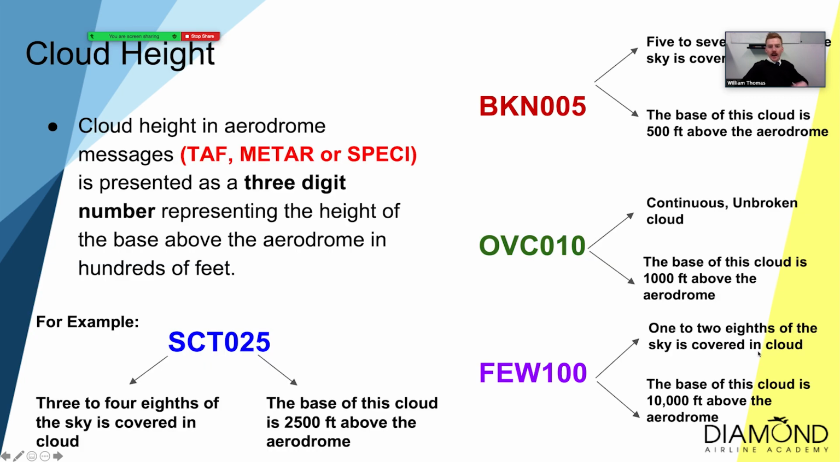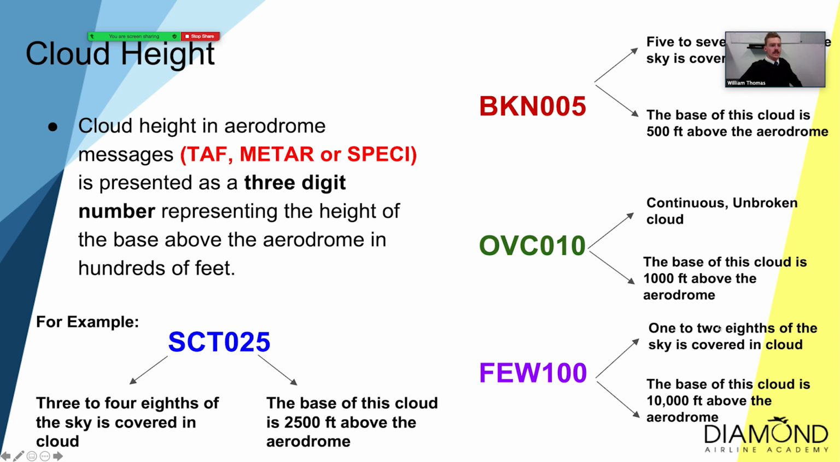All right, cloud height. How do we give cloud height? Cloud height in aerodrome messages, so that would be terminal area forecasts, METARs, and SPECIs, is presented as a 3-digit number representing the height of the cloud base above aerodrome level. AAL, or above aerodrome level, you can almost consider as above AGL, but it is technically slightly different. AAL is height above the aerodrome reference point.